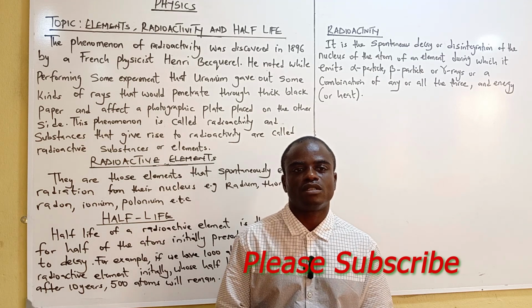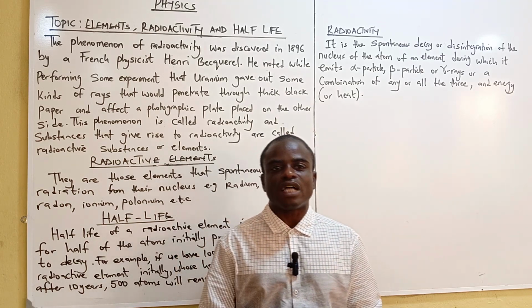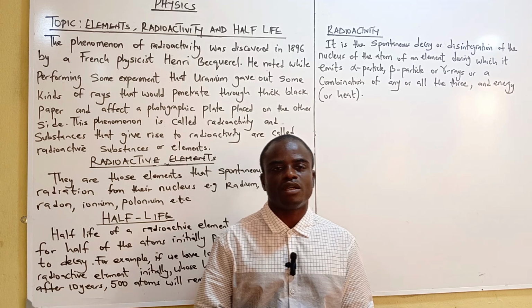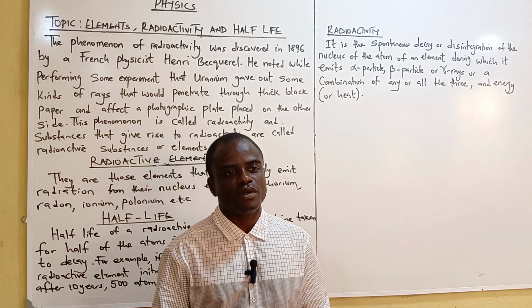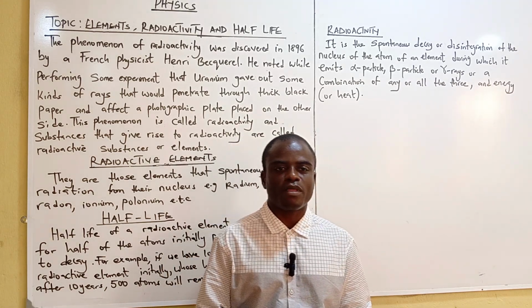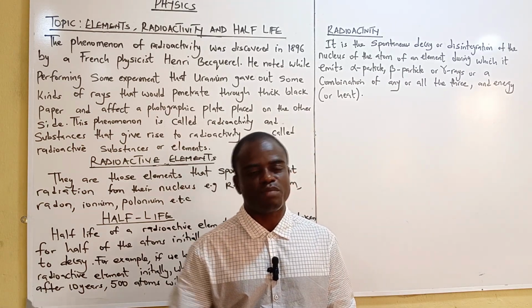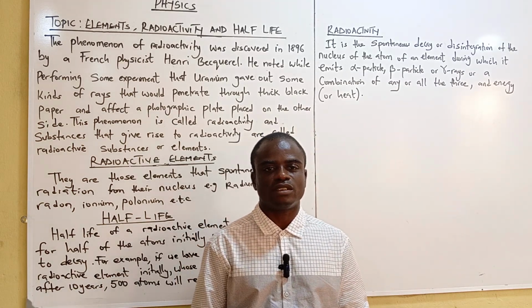uranium emits some kinds of rays that affect thick black paper. It penetrates thick black paper and affects the photographic plate placed at the other side.